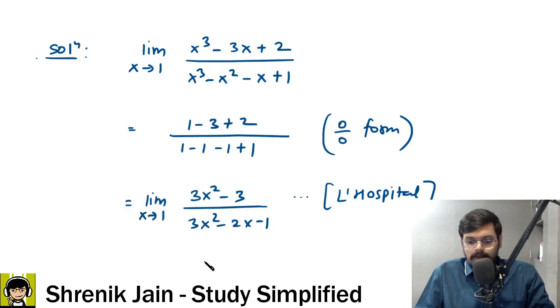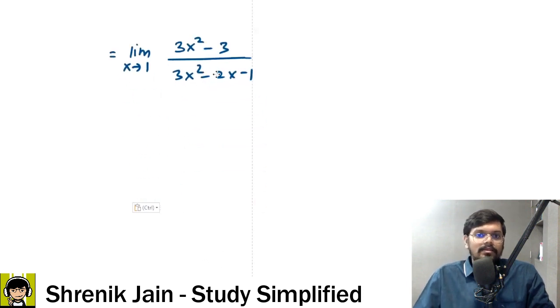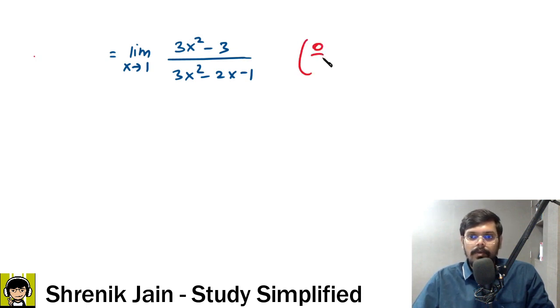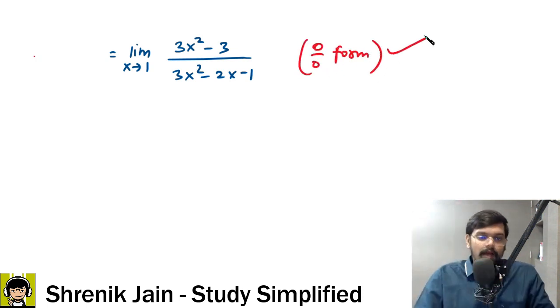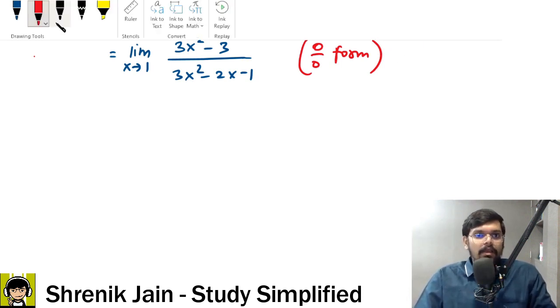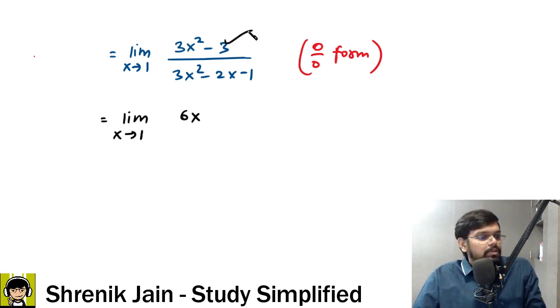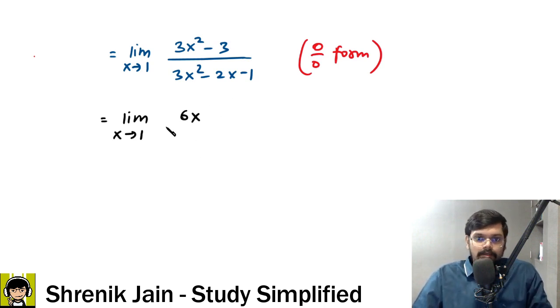Now tell me, will I get my direct answer or won't I get the direct answer? Sir, you won't get the direct answer. Reason being, if you do the substitution again, then you get 0 by 0 form. Whenever I get 0 by 0 form, then I can use L'Hopital. So as per L'Hopital, differentiating the numerator gives 6x, because differentiation of constant is anyhow 0, divided by differentiation of denominator. Sir, it would be 6x minus 2.